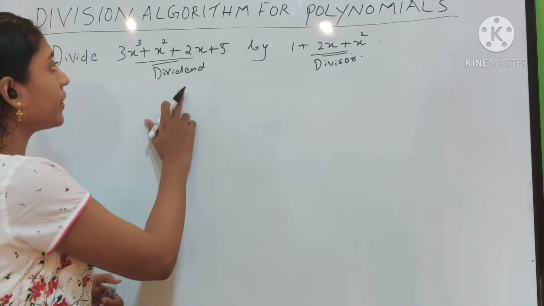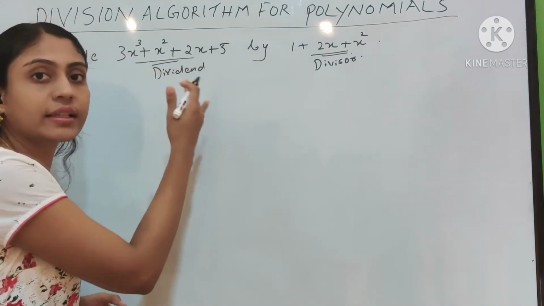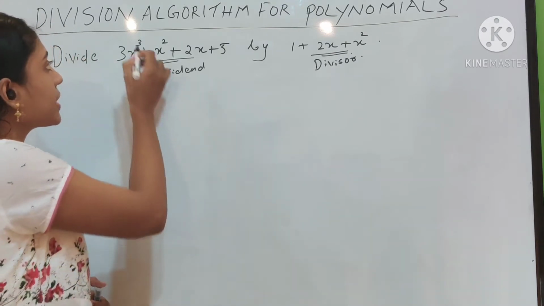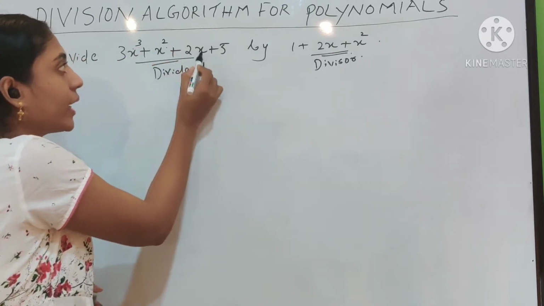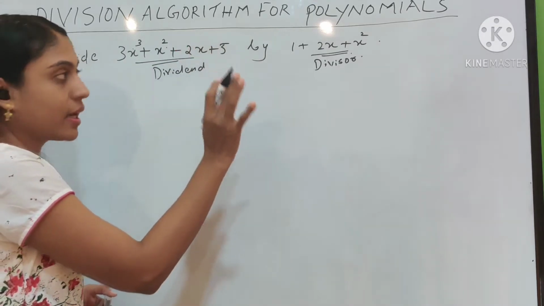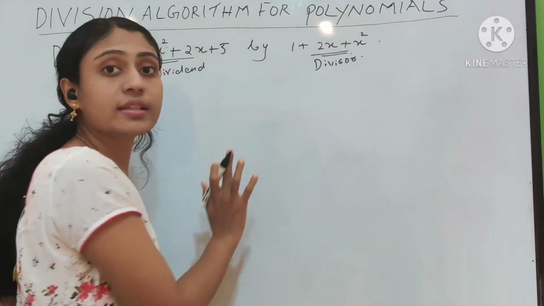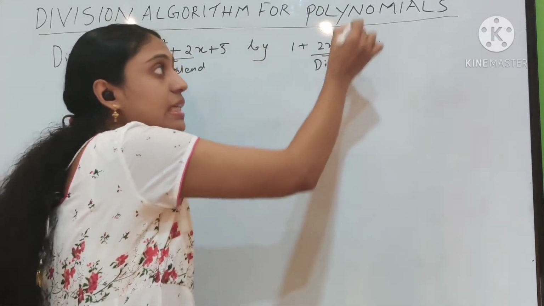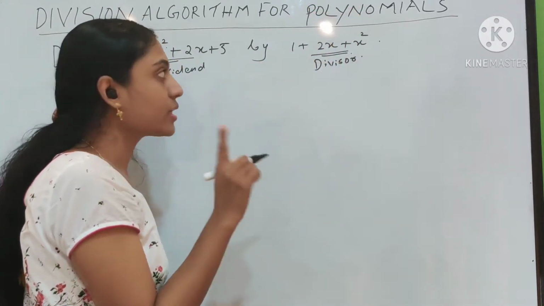So in terms of the dividend, the degrees are already in the standard form. Standard form means in the decreasing order of their degrees. That means first x cube, then x square, then x raised to 1, like that, right? But in the case of the divisor, it is not in the standard form. Why? Because here it is written in the increasing order of the degrees. It is not like that.